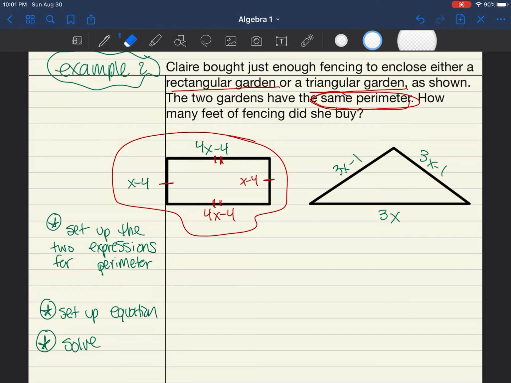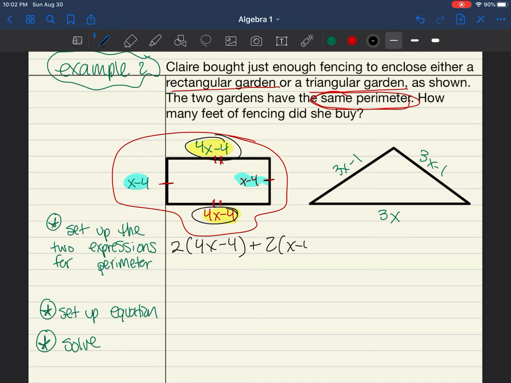You can just add all of these into one long expression, or you might notice that we have two of the same things and two of the same things, and you can multiply by 2 in that way. So that's the way I'm going to do it first. So you can go 2 times 4x minus 4. I'm doing 2 times all of this because there are two side lengths that have that expression, and then I'm going to add that to 2 times x minus 4 because I have 2 of that same expression.